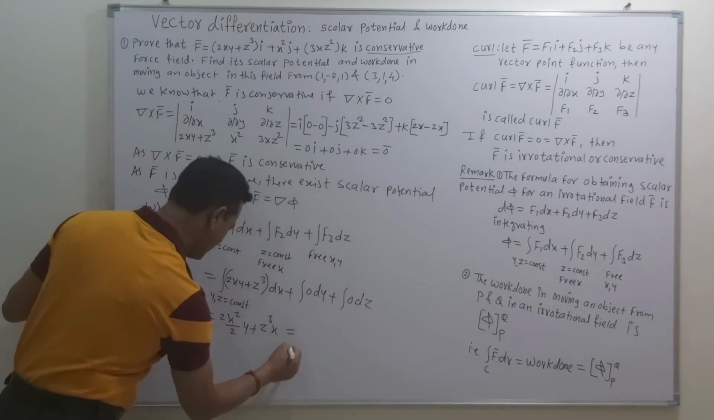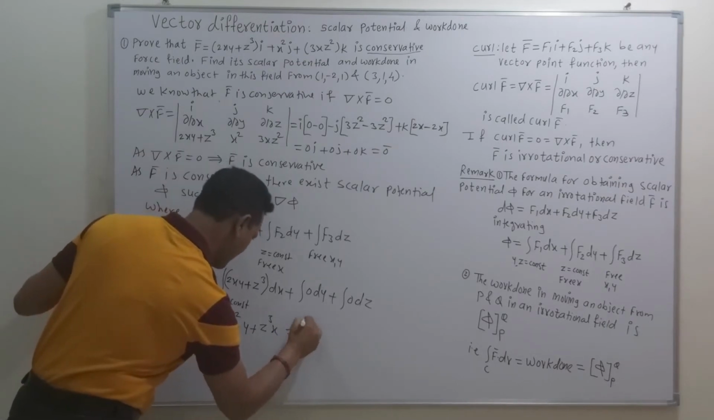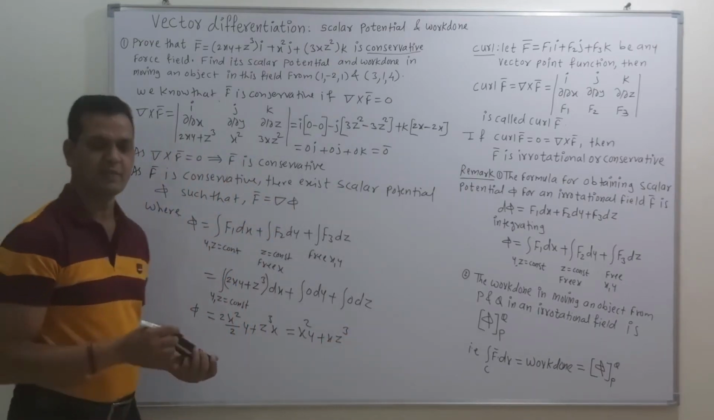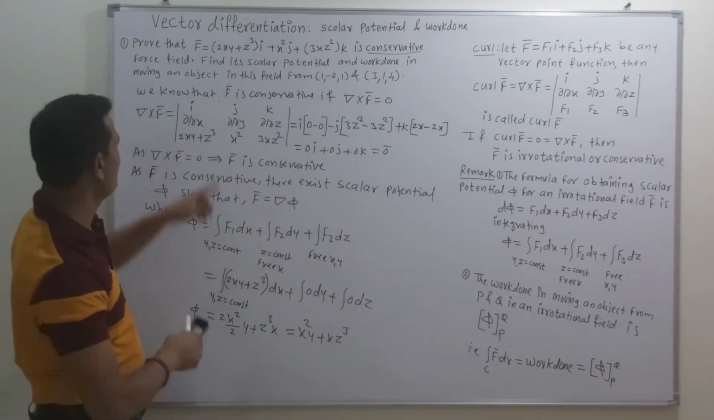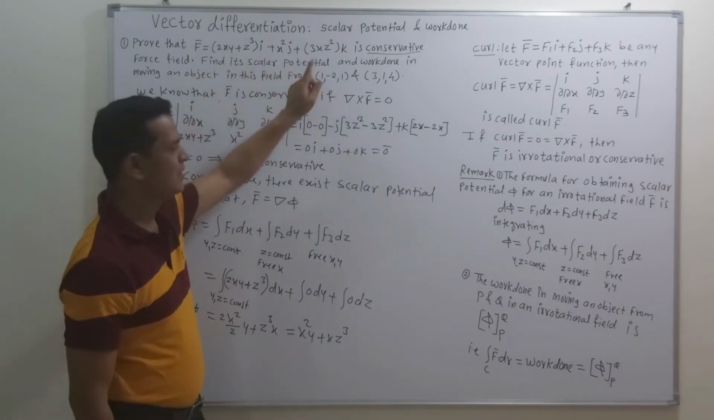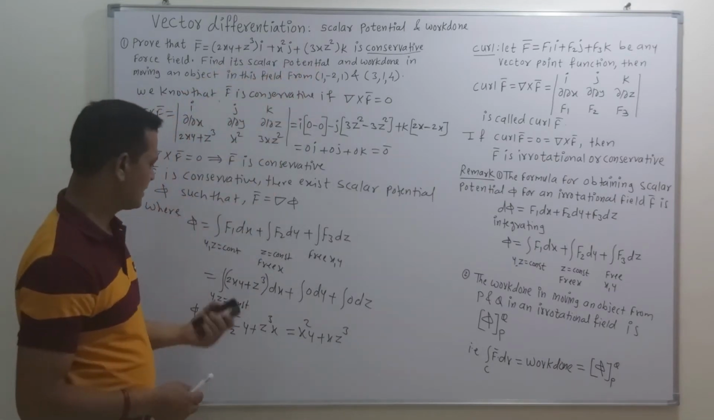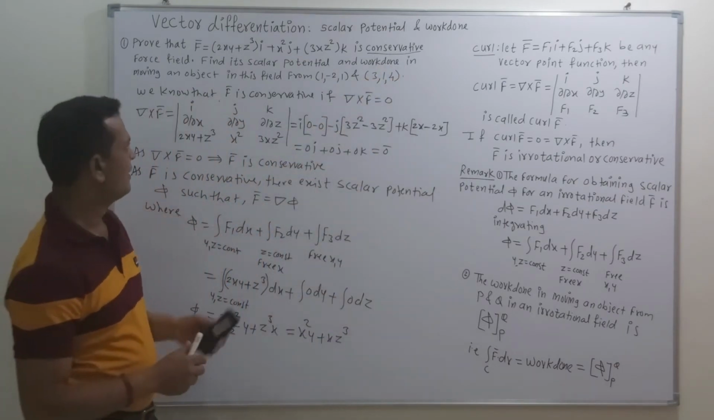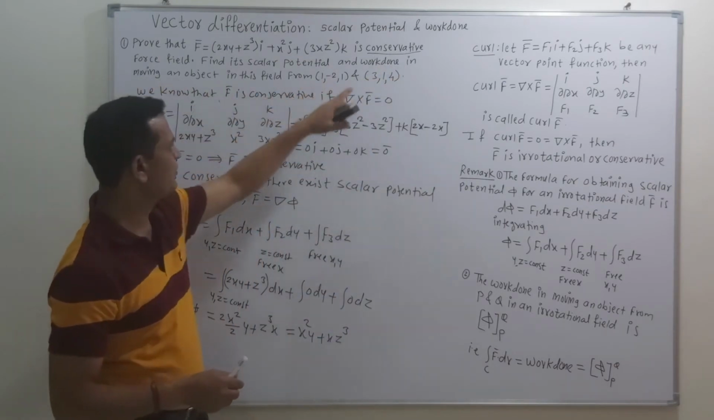Moreover, we can write this as x square y plus x z cube. So this is the value of scalar potential. So that is the answer which is related to finding the scalar potential of a function. Now friends, next part is to find out the work done of a particle which is moving between the points.